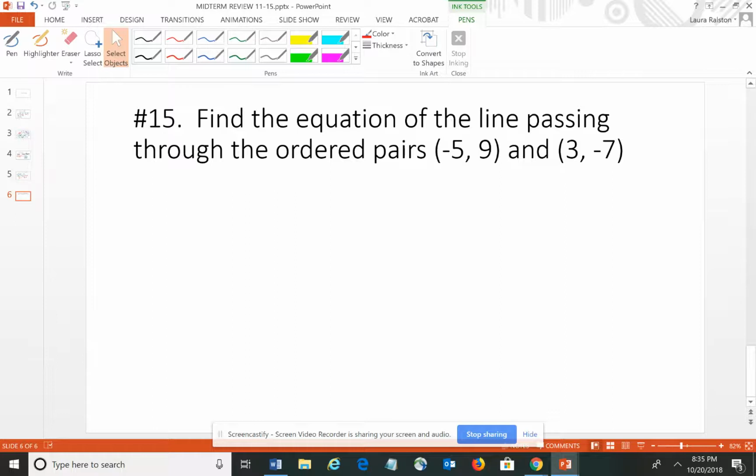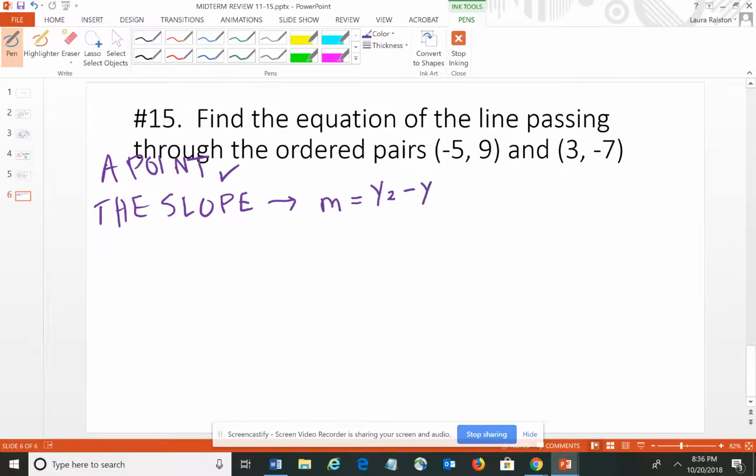Finally, the last question says, find the equation of the line passing through the ordered pairs. Okay, so what you have to remember here is, in order to write the equation of a line, you need two things. You need a point, which you obviously have because you've got two of them, and you need the slope, which I do not have, but I do have enough information to find the slope. Because if you'll recall, the slope formula is y2 minus y1 over x2 minus x1. So since I have 2 points, I can determine the slope between those 2 points.